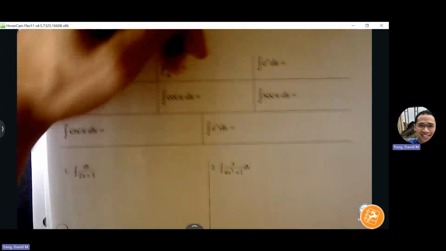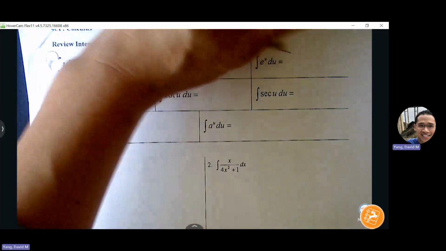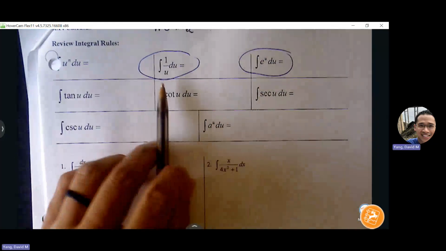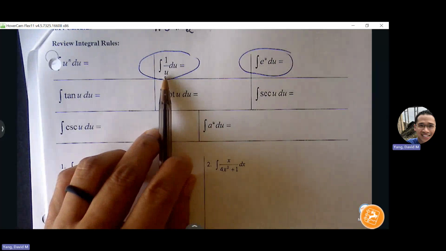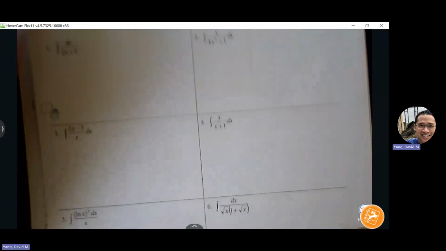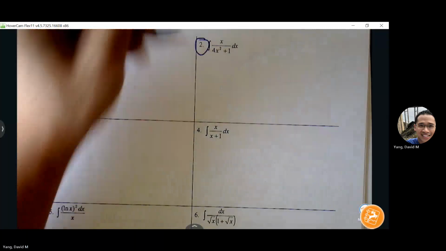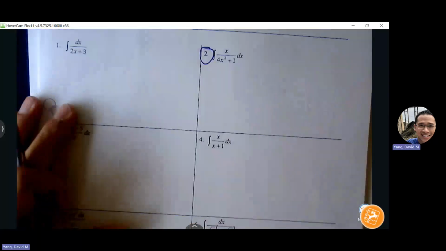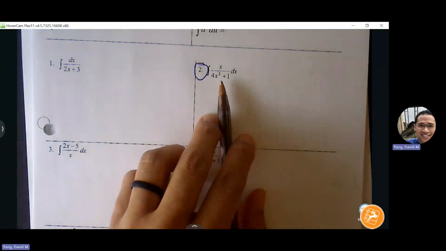These are u substitution problems involving 1 over u and e to the u. So remember, 1 over u, power rule is just not going to work, right? If you bring that u up to the top, it's going to end up with u to the 0 over 0. We know that doesn't work. Okay, number 2 here, expansion doesn't work.